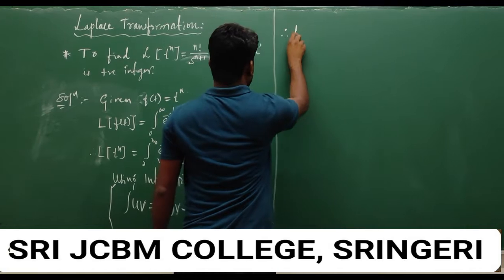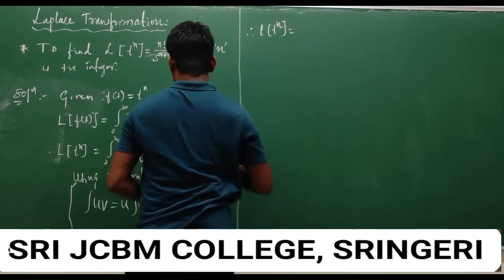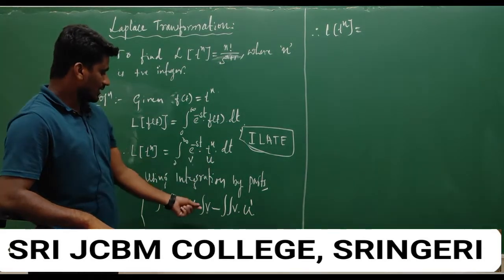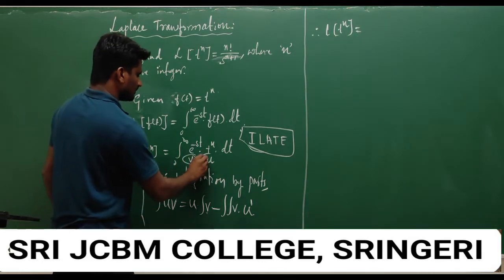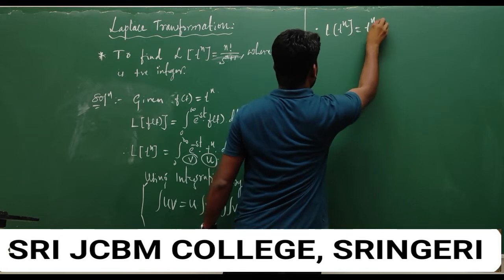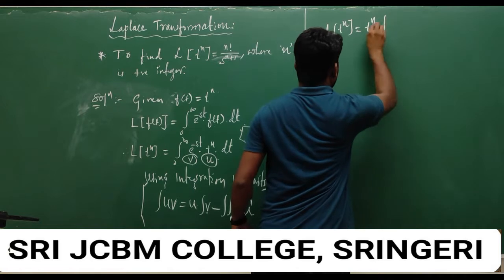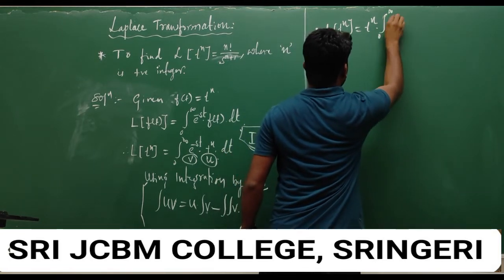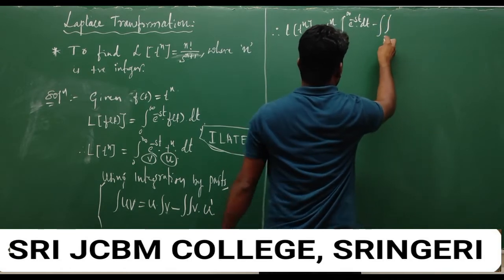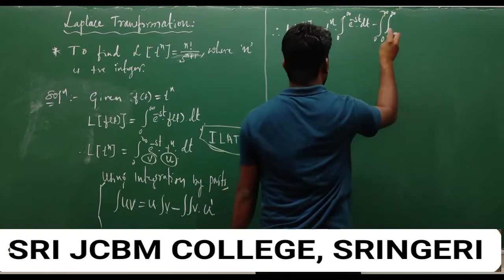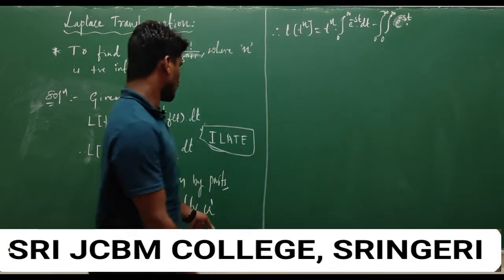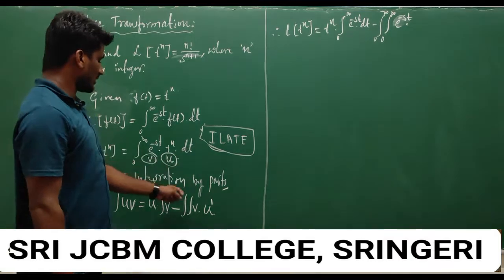Therefore the Laplace transform of t to the power n is equal to, applying the by parts rule, with u as t to the power n and v as e to the power minus st. The first term is kept as it is, that is t to the power n, times the integration of v, that is the integration from 0 to infinity of e to the power minus st dt, minus the integration from 0 to infinity of the integral of v, e to the power minus st, times u prime, the differentiation of t to the power n.